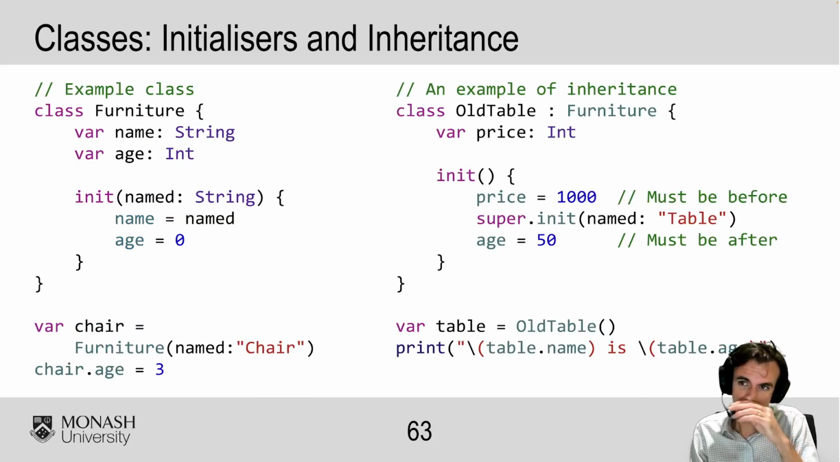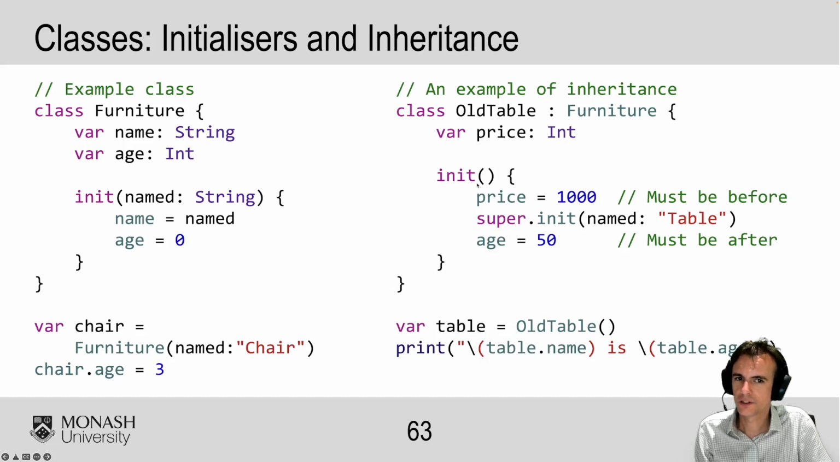So here's an example of some classes and inheritance. Here's a furniture class. Here for the class, we've written its initializer ourselves, which we need to, and we can do things like assign an initial value to the age property. Here's an example of us creating an instance of this chair or furniture class, and then modifying a particular property, which we just do via the class instance. Here's an example of creating a subclass, old table, which inherits the properties from furniture, but also has a price property as well.